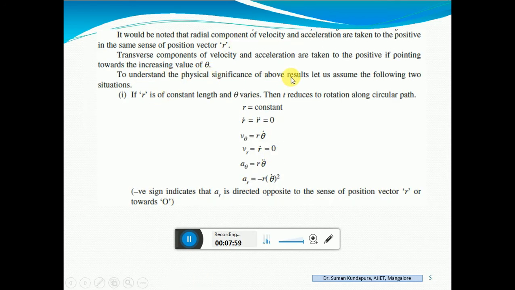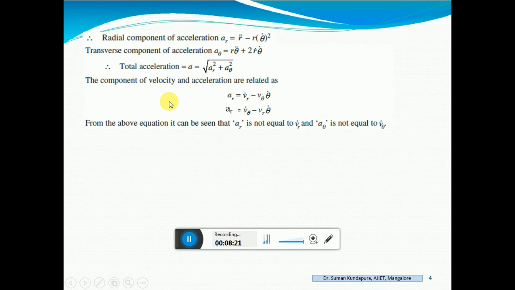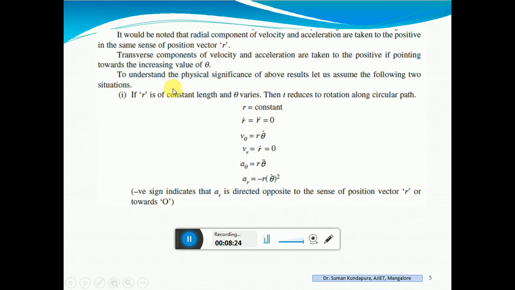To understand the physical significance of the above results, let us assume two situations. The first case is if r is of constant length and theta varies. That means r is not changing, only theta is increasing. If something is constant, then its derivative is zero. So if r is constant, r dot, the derivative with respect to t, is 0, and the second derivative is also 0.